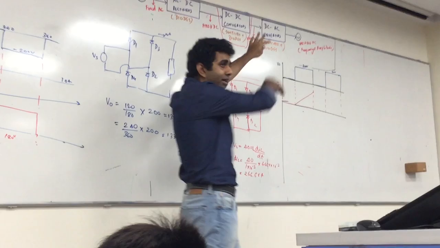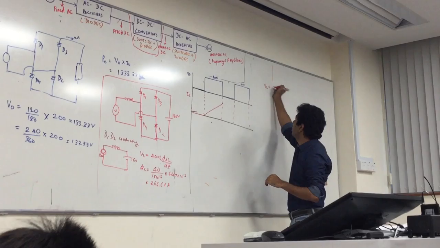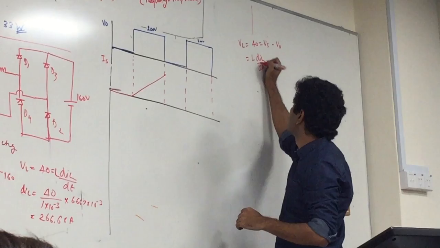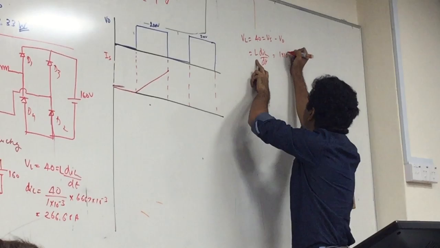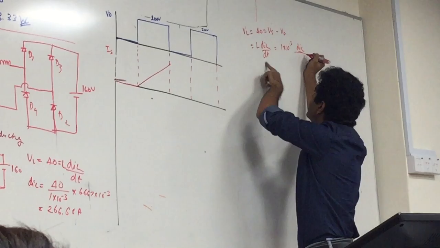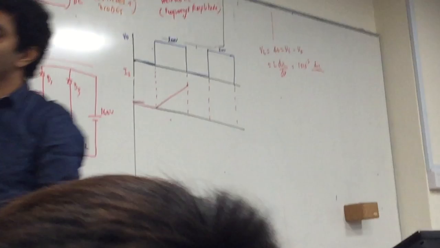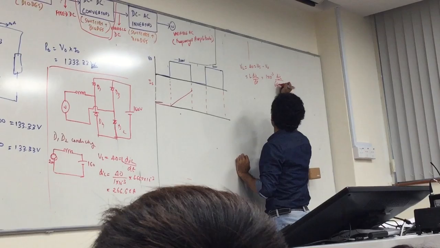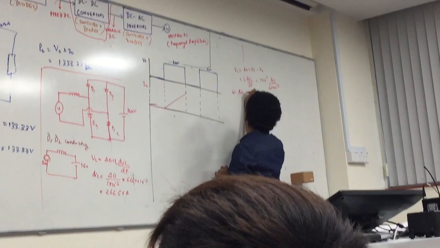Understand the logic, right? I find out VL is 40, which is equal to VS minus V output, which is equal to L DIL by DT, where my L is now 1 millihenry, 10 raised to minus 3. DIL is the variation here. DT is just this time period here. So this is 50 hertz. This is 20 millisecond. This is 10 millisecond. It's going to be 6.67 of that. So I have 6.67 into 10 raised to minus 3, which implies I'm going to get a DIL of 266.68. It's somewhere here.